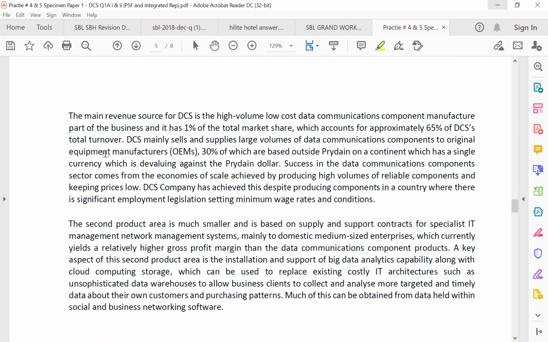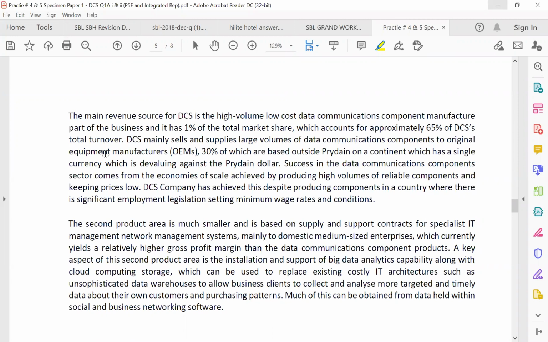DCS mainly sells and supplies large volumes of data communication components to original equipment manufacturers. So one of the biggest threats that the DCS company is facing is that they are selling the majority of their components to OEMs, 30% of which are based outside Britain on the continent, which has a single currency which is devaluing against the Britanian dollar.